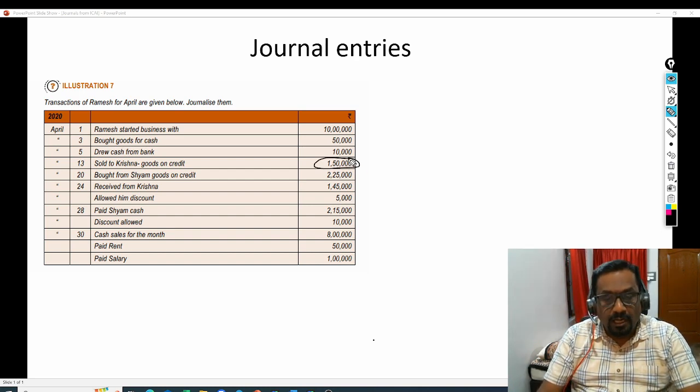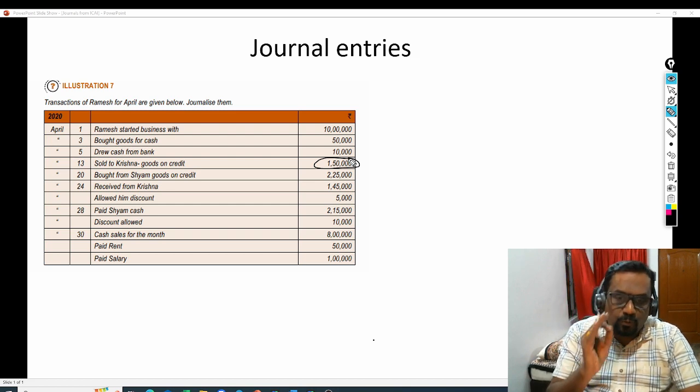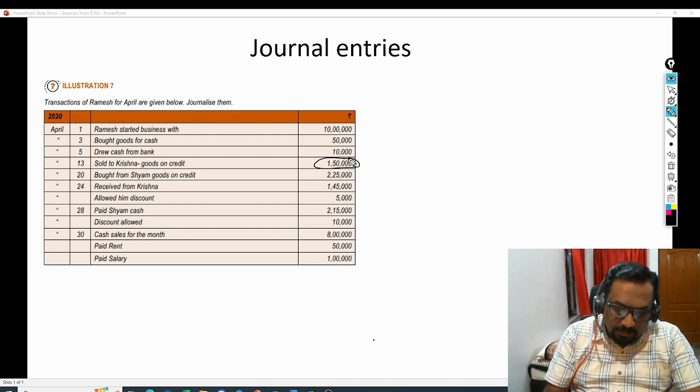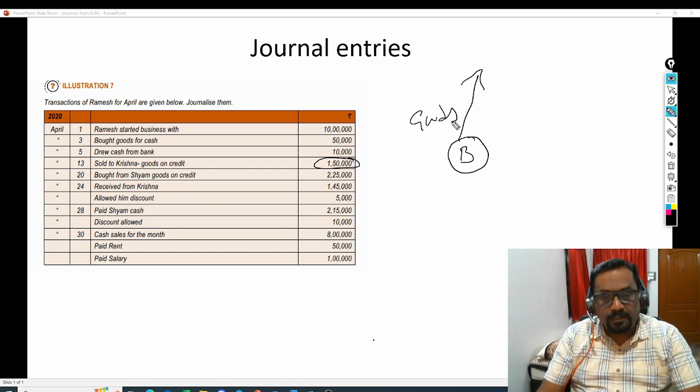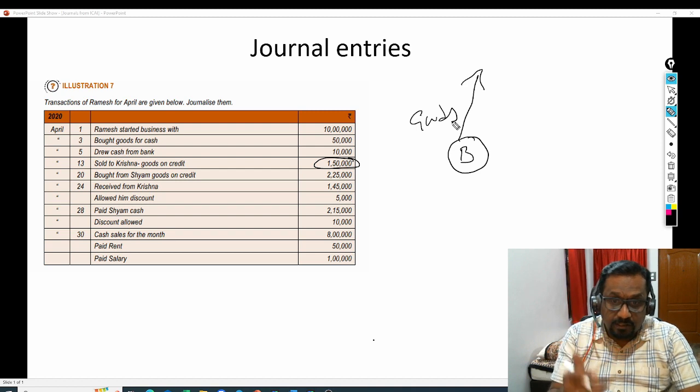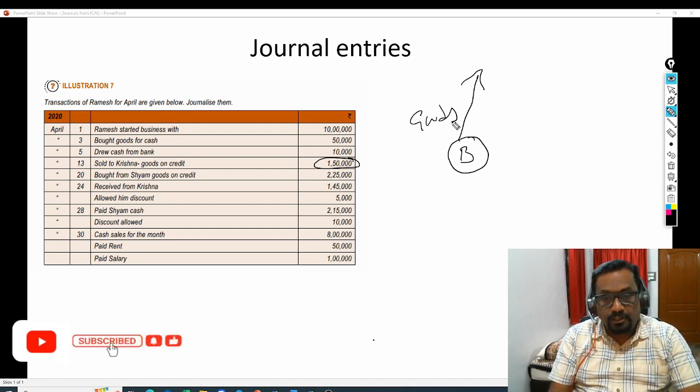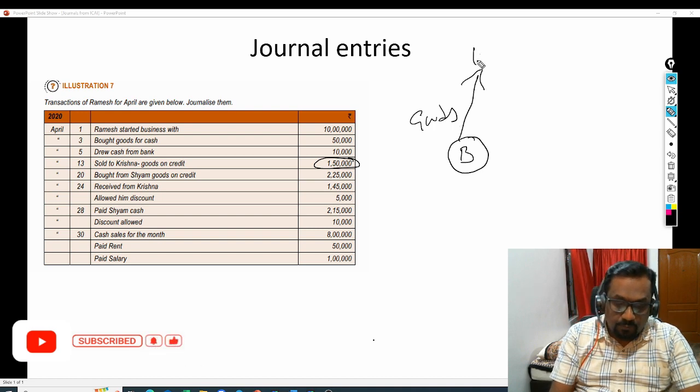Next, sold goods to Krishna on credit, 1,50,000 rupees. Guys, be very clear. He mentioned very clearly sold goods to Krishna on credit. That means we sold goods. We, in the sense, business. When goods are sold, what goes out? Goods. What comes in? Nothing. Why? Goods sold on credit. Cash has not come. So if nothing is coming in, the next question should be, who is the receiver of the goods? Krishna.